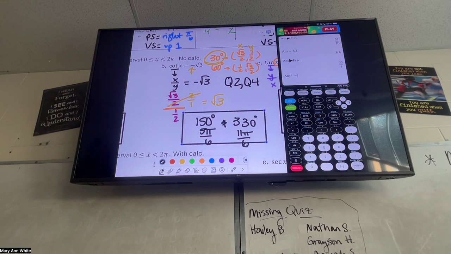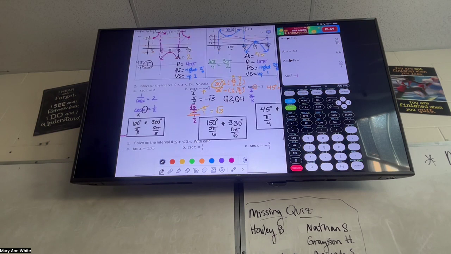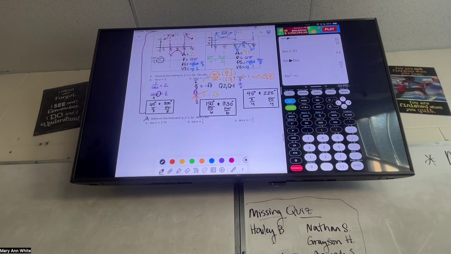We are not going to do any of those with the calculator, so we're not going to worry about those. Is that on the test? No. What we just did could be on the test. The calculator ones are not on the test. Just the graph. Just the ones we just did with the unit circle.